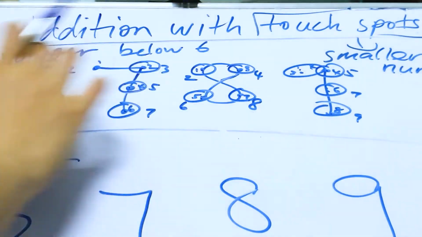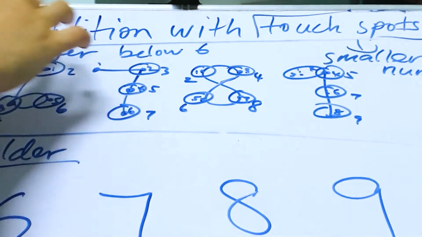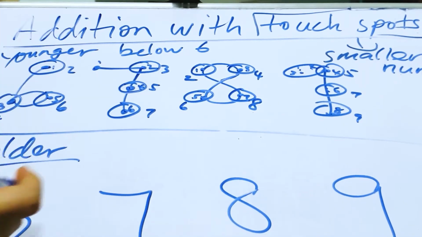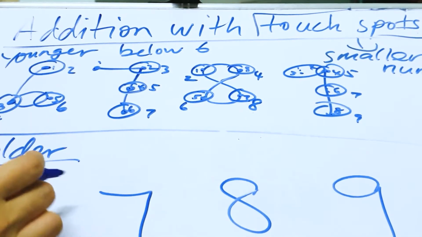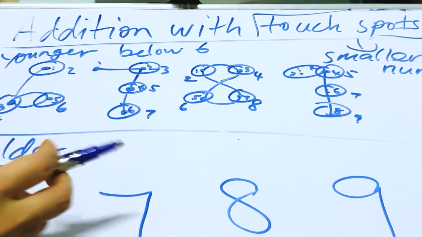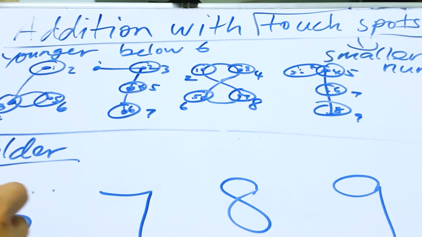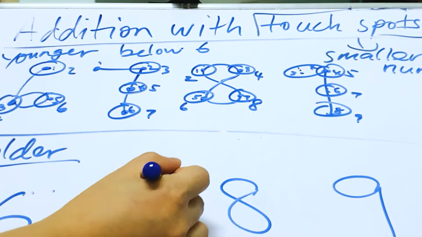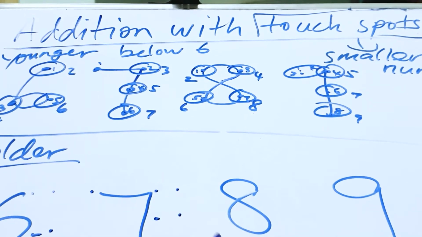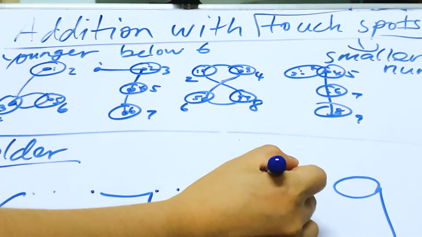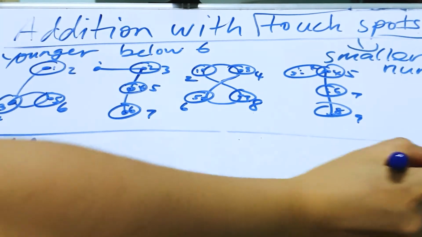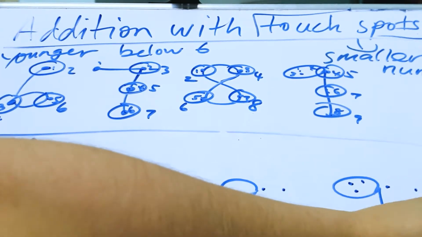I'm just teaching you how to do it, but you don't have to write the small numbers. Alright, so for older children, you can do like that. 1, 2, 3, 4, 5, 6. 1, 2, 3, 4, 5, 6, 7. 1, 2, 3, 4, 5, 6, 7, 8. 1, 2, 3, 4, 5, 6, 7, 8, 9.